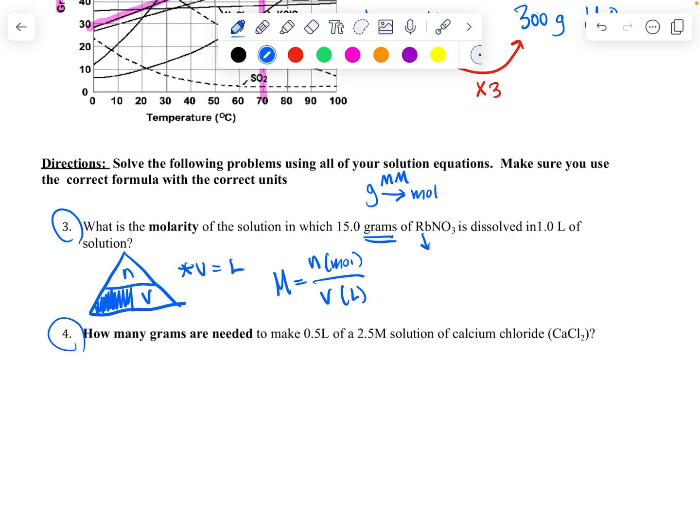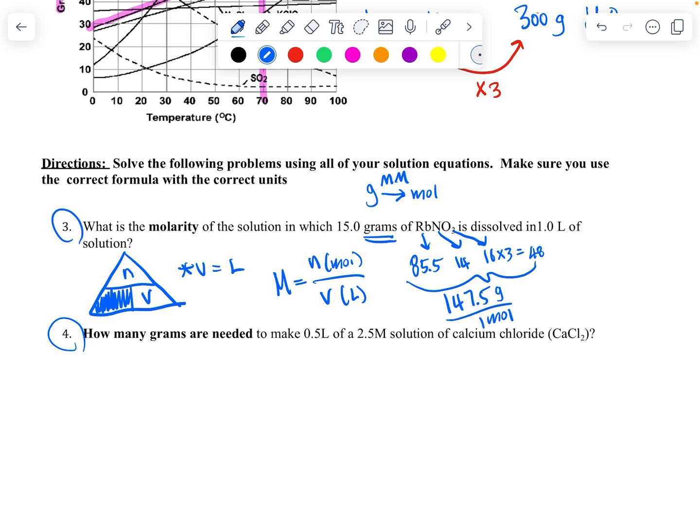Rb is, let's see, periodic table on the very left side, first column, roughly 85.5, right? I'm just going to round it up slightly, okay? And what about N? We know that N is for nitrogen. That is only 14. And what about O here? Each oxygen is 16 times 3 because we have 3 of that. That's 48, okay? So what is the molar mass of this? 85.5 plus 14 plus 48. That gives me 147.5 grams over 1 mole.